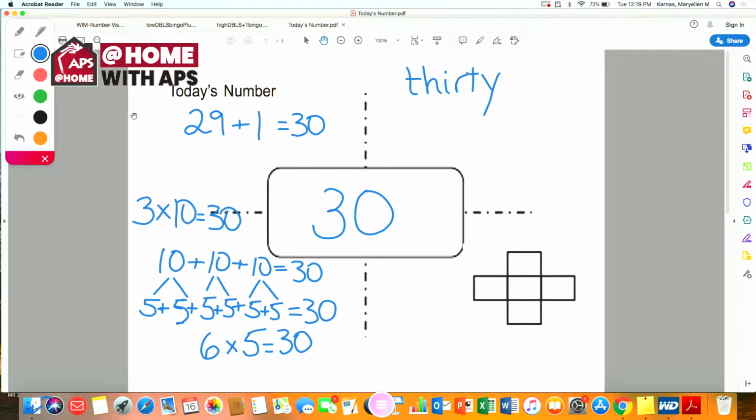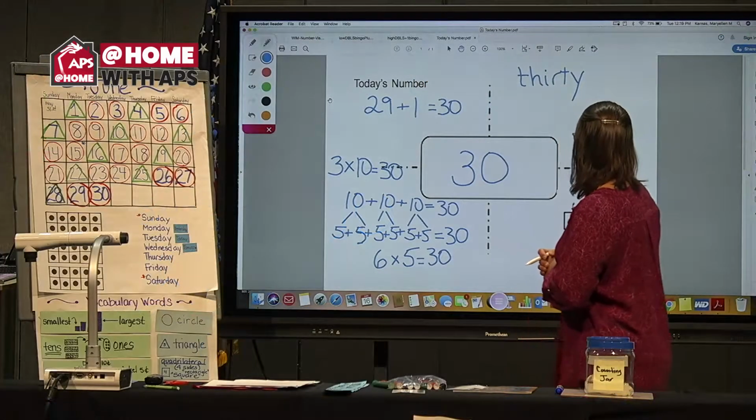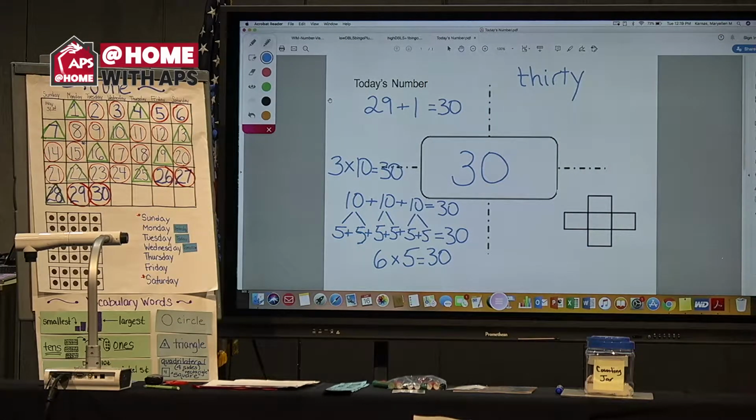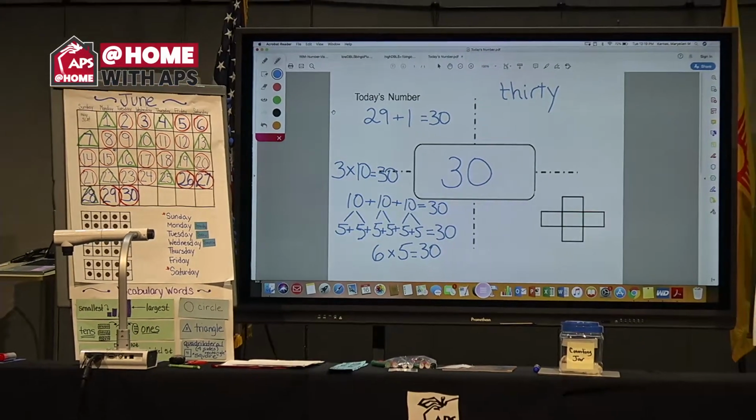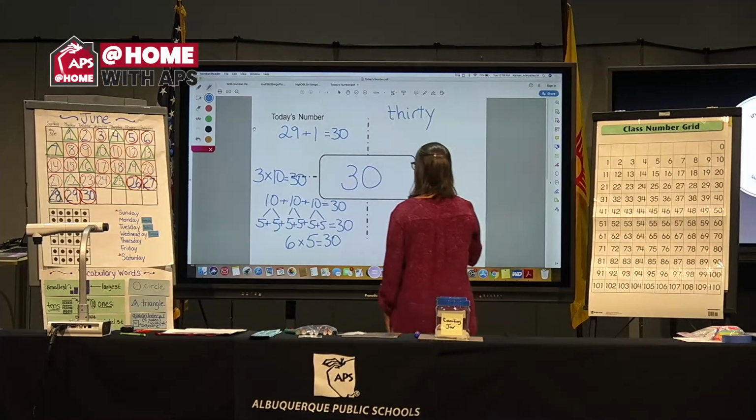Terrific. Okay. Last thing, let's think about where 30 belongs on the hundreds chart, right? 30 is in our very last column, our special column of decimals or 10 numbers, right? We know they all end with 0. So let's go ahead and put our 30 here in the middle.